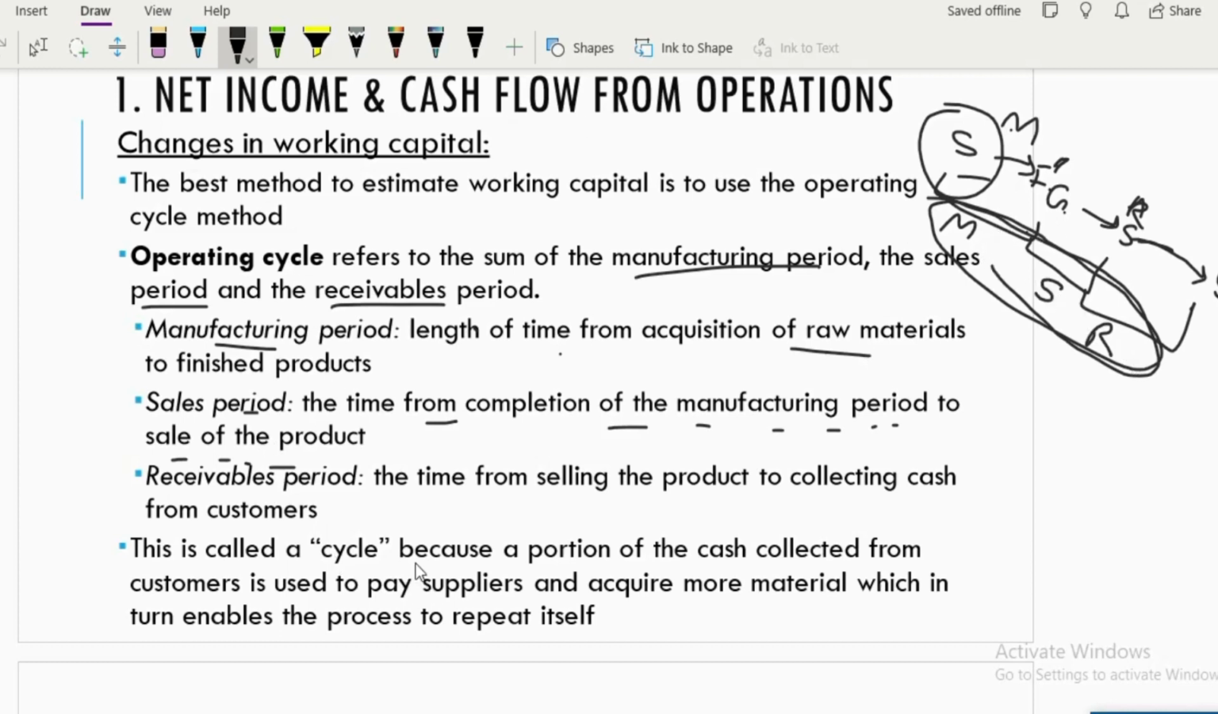So this is called a cycle because cycle keeps on repeating, just like the wheel on the cycle. So the money which you are collecting from the receivables is going to be utilized to purchase the material again, or some old accounts payable for these credit materials will be paid out with the help of this cash. So this is called the cycle because a portion of the cash collected from the customer is used to pay the suppliers and to purchase more material, and it keeps on repeating itself. That's why we call it operating cycle.